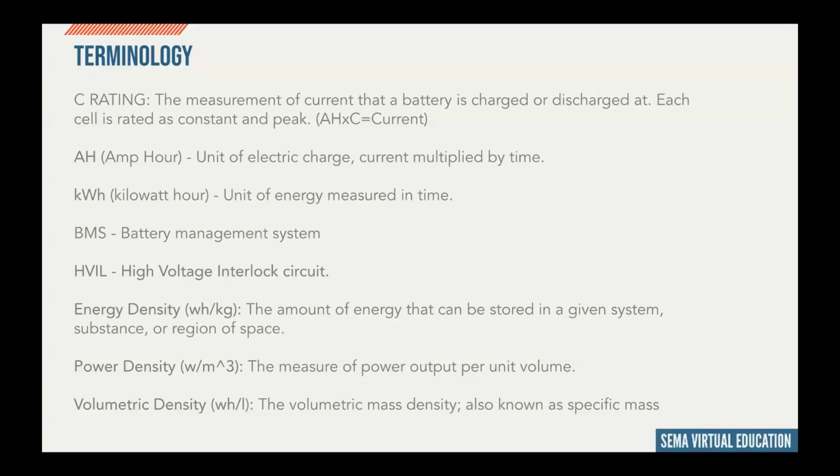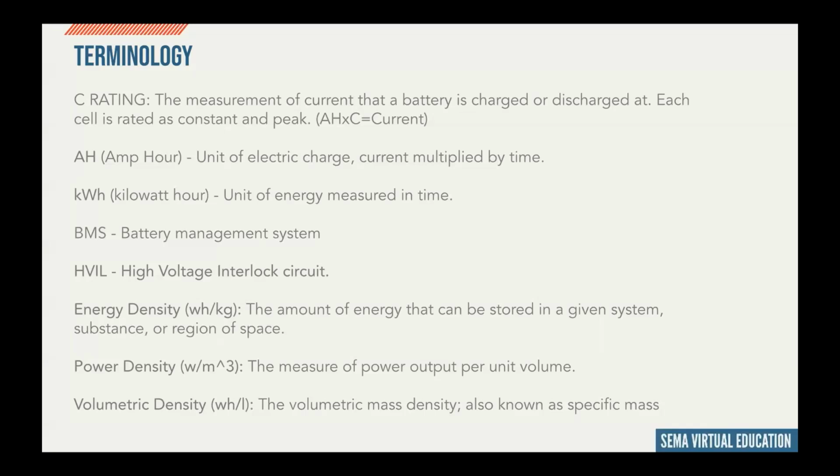Energy density is the amount of energy that can be stored in space. It's a common term that we look at, measured in watt hours per kilogram, which gives us a sense of how much energy is stored in an amount of space and within a certain amount of weight.